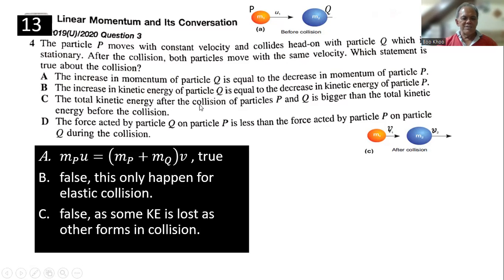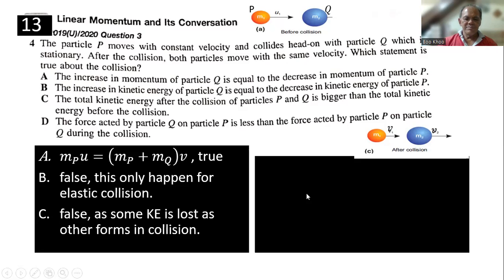Total kinetic energy after collision of particles P and Q is greater than total kinetic energy before collision. Cannot be. It cannot be greater, it must always be smaller because it's lost as some other energy. The force acting by particle Q on particle P is less than the force acting by particle P on particle Q.